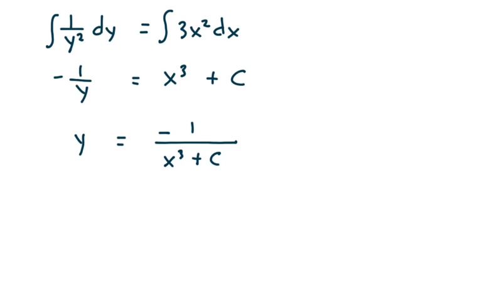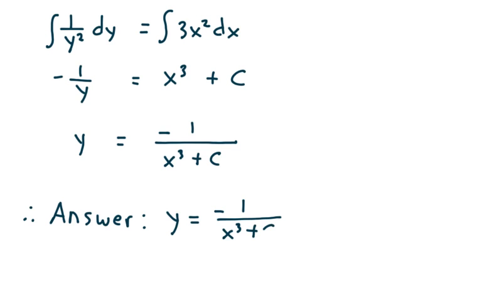All right? So therefore, the answer is the following. y equals negative 1 over x cubed plus c. But by the way, if y equals 0, the derivative of 0 is 0, and so I claim that's also a solution to the differential equation as well. So we would have to write y equals negative 1 over x cubed plus c, and additionally y equals 0. And that's the answer to example 1.